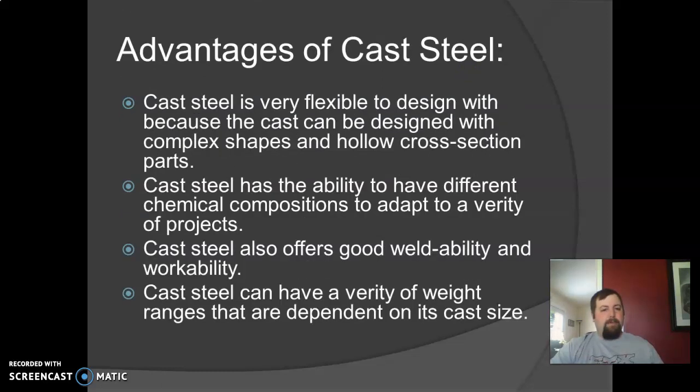Advantages of cast steel. Cast steel is very flexible to design with because the cast steel can be designed with complex shapes and hollow cross-section parts. Cast steel has the ability to have different chemical compositions to adapt to a variety of projects. Cast steel offers good weldability and workability. Cast steel can have a variety of weight ranges that are dependent on its cast size.